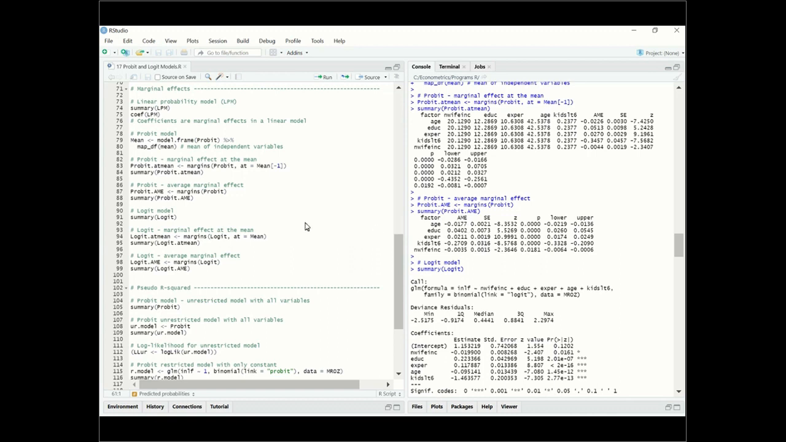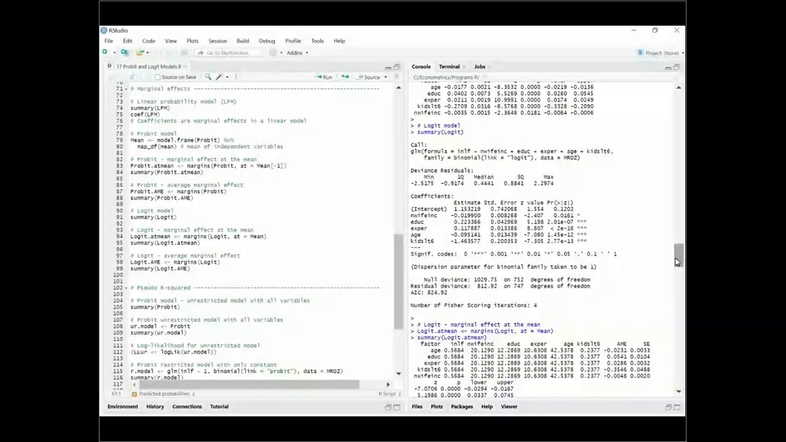So same thing for the logit model. Let's first look at the summary for the logit model. These are the coefficients. Again, we do not interpret the magnitude.